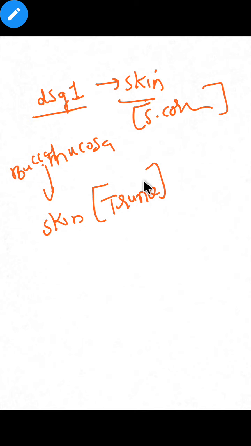And then moving to clinical features. So in clinical features, mainly there is formation of blisters, right?